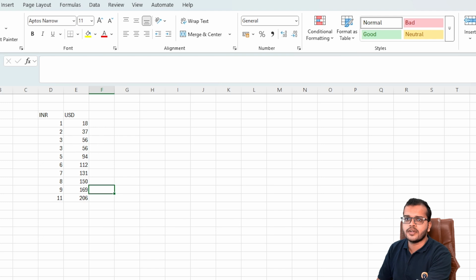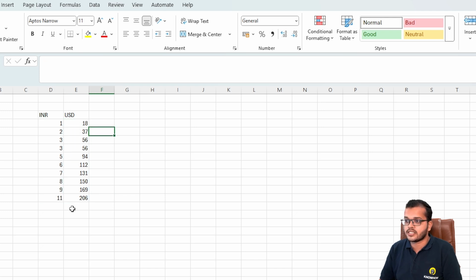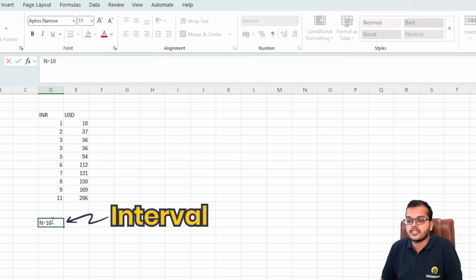This is just to show you how we have to use the formulas to work on the standard population formula or a sample formula. So when we have such a data set, we have to make sure that I have starting from 1 to 10. Let us consider my interval, where I would like to consider n here, n equal to 10. This is the interval.